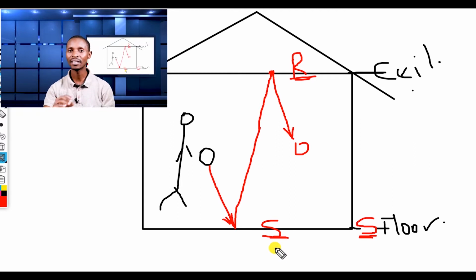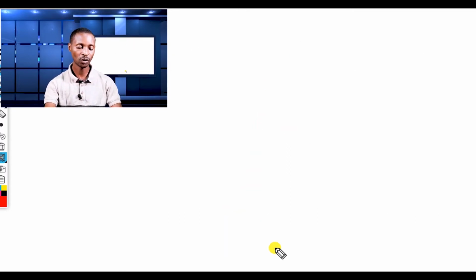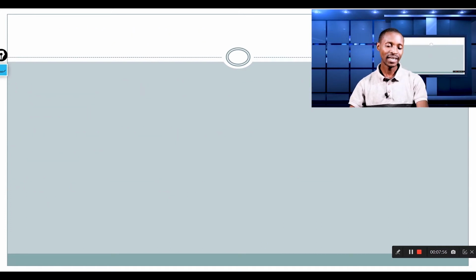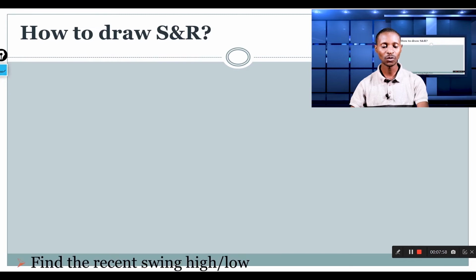And this level where the ball has failed to continue higher is what we call resistance. I hope with this practical example you managed to understand the difference between support and resistance. So now let's see how to draw support and resistance.